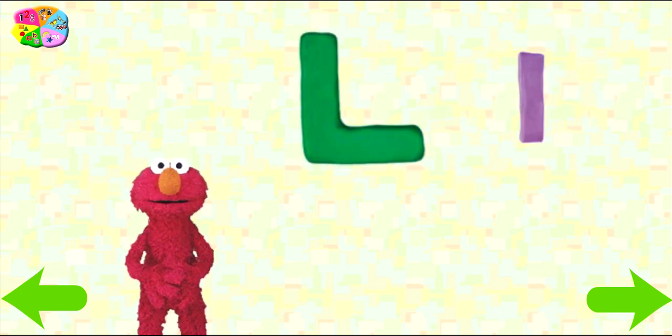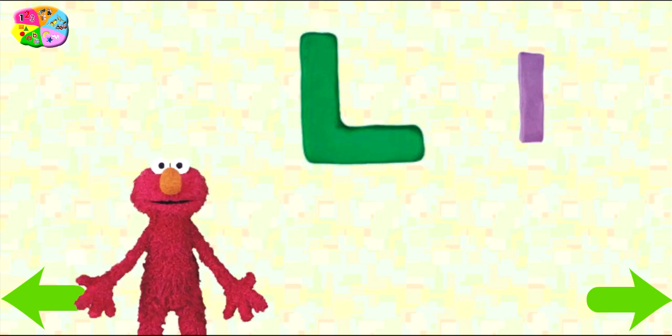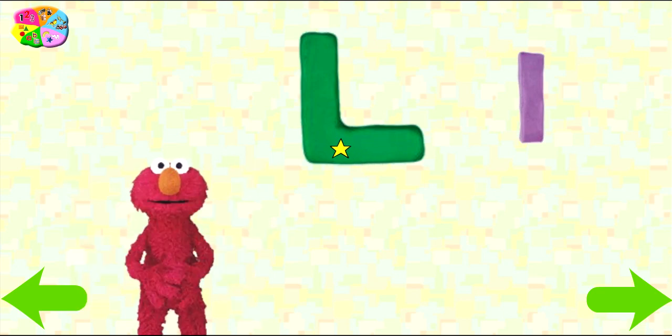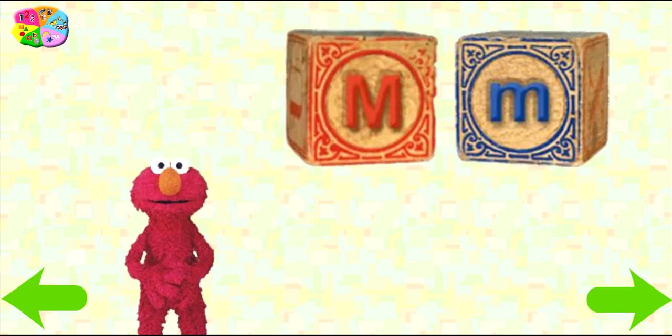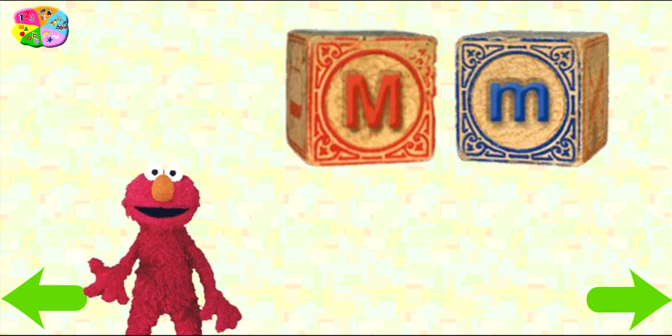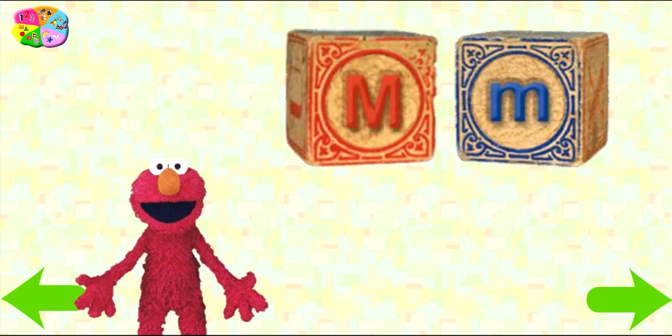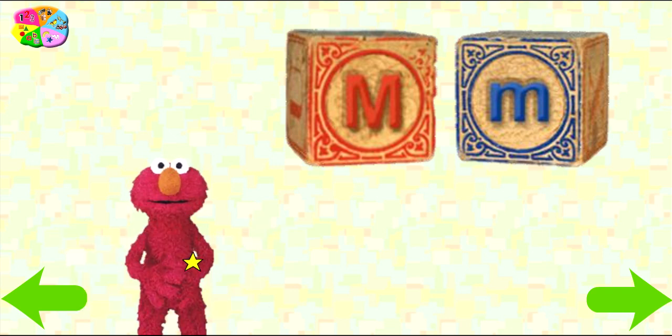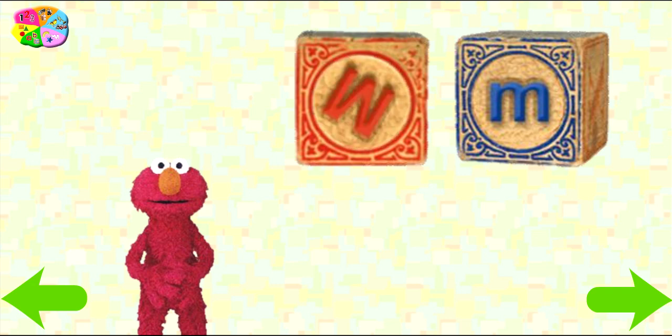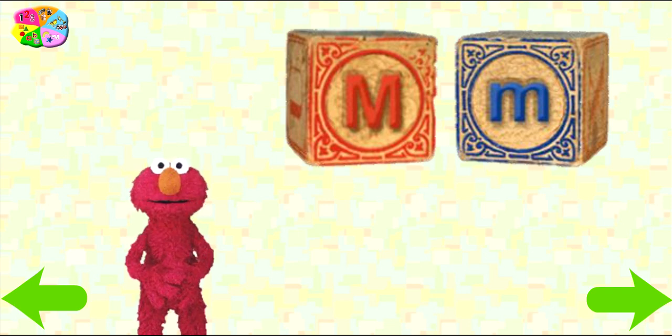L. That's the next letter of the alphabet. What sound does it make? La. L. Ladybug. M. Elmo is very curious. What sound does that letter make? Elmo is so glad that he's learning about letter sounds with you. Ma. M.